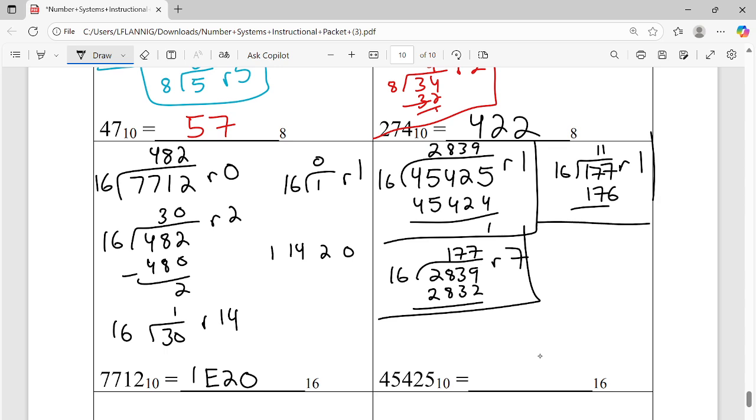Okay, we're almost done. 16 goes into 11 0 times with a remainder of 11. So that will be finished off because we know 16 goes into 11 0 times. Now we just write our final answer, starting with 11, but 11 is not a number we can write. Instead, we have to use the hexadecimal code, which is B, then 1, 7, and 1. Again, you're always working from bottom to top.